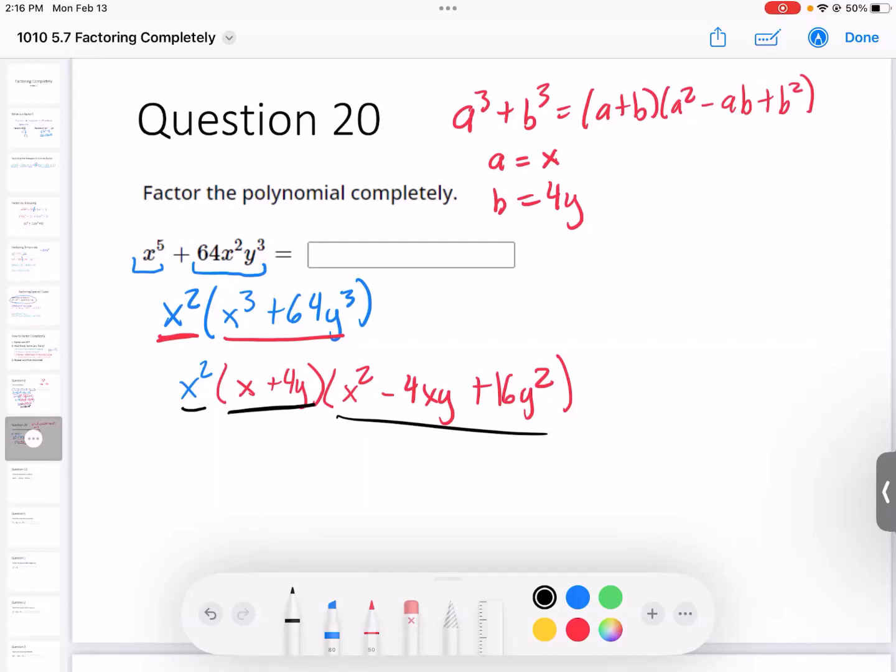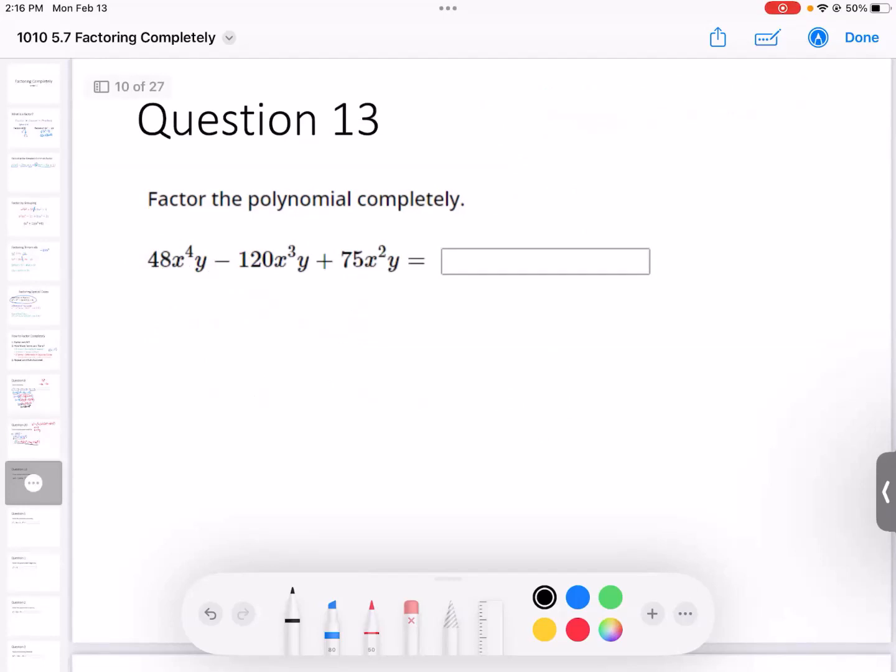Okay. The next example I want to do is question 13. So on this one, what's my first step?